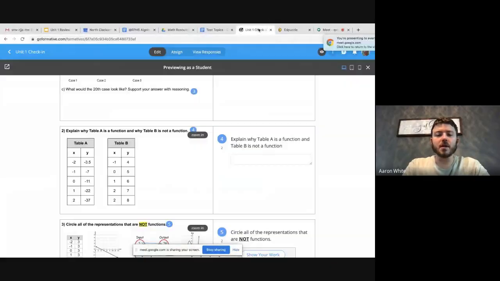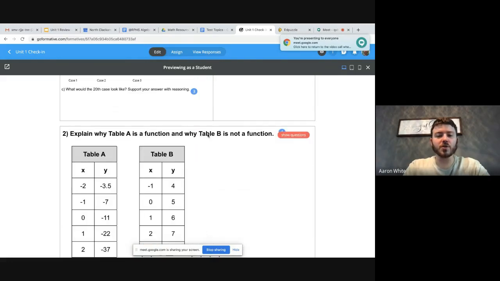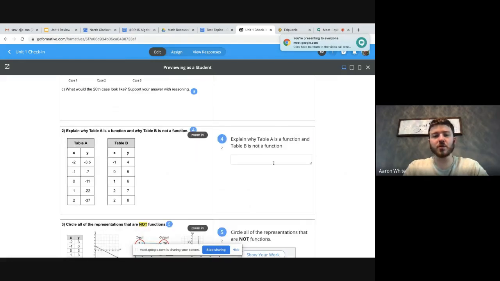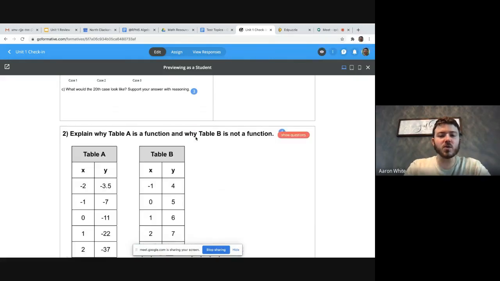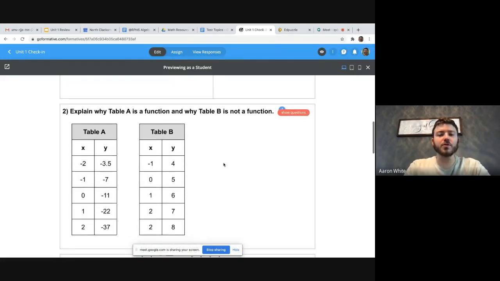All right, so one of the most missed questions in our quiz was question number 4. Your screen looked something similar to what I'm seeing now because I'm previewing as a student. In this question, it asked you to explain why table A is a function and why table B is not a function.